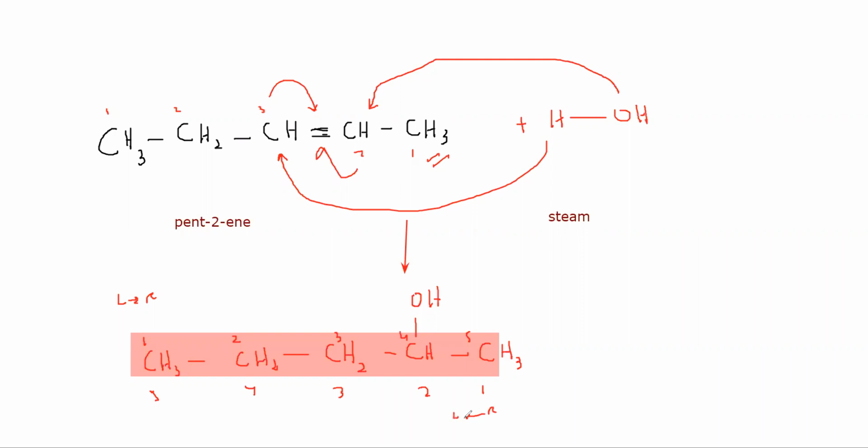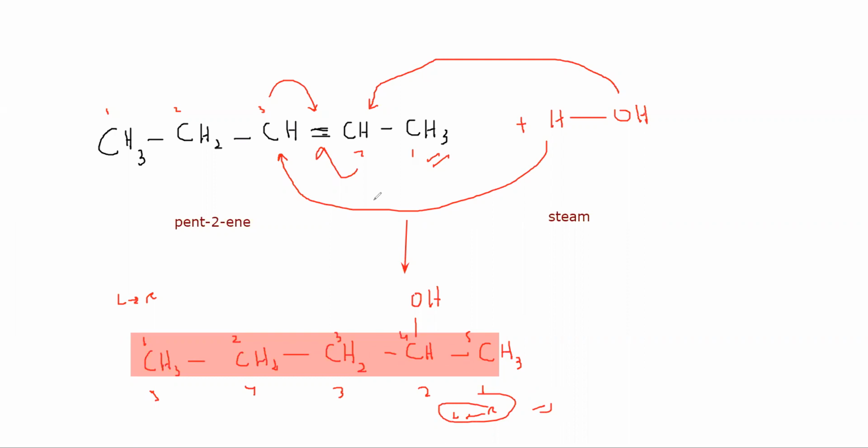Where is the OH closer, right to left or left to right? Left to right, OH is on the fourth carbon, and right to left, OH is on the second carbon. So we will count from right to left. There is only one way you have to number.